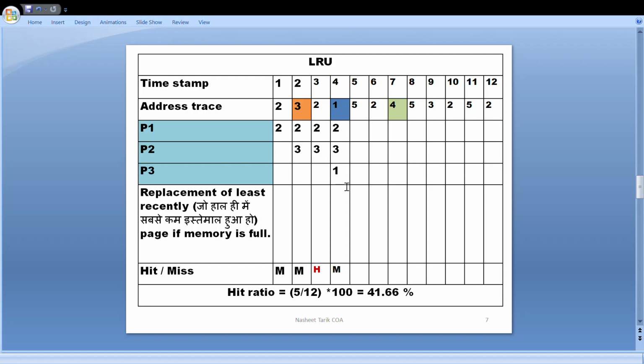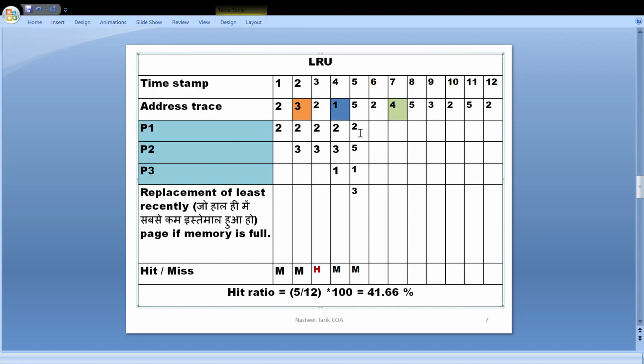Now after it is full, we will see the least recently used algorithm and how to replace the pages. So page number 2 has come just now, 3 is here, 1 is here. So which is the least recently used page? It is 3. So we will be replacing page number 3 by page number 5. The rest of the things are the same, and it was a miss.